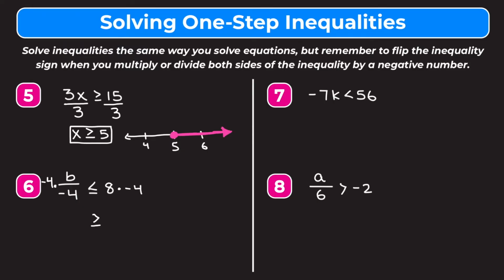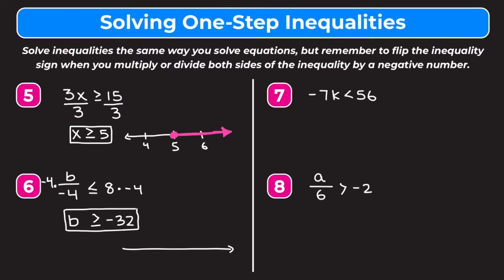So on the left side, negative 4 divided by negative 4 is 1. So we're left with 1b, which is just b. On the right side, 8 times negative 4 is negative 32. So we get that b is greater than or equal to negative 32. So the only difference there from solving an equation is that we had to flip that inequality sign because we multiplied both sides by a negative number.